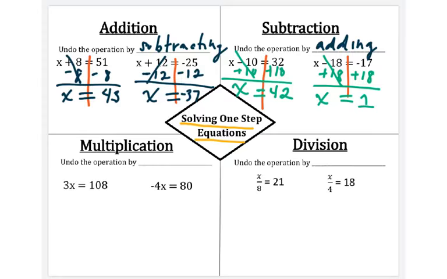We now move into multiplication. So when we multiply, again, we need to get the letter x by itself. When there is a number next to a letter, it implies that we are multiplying. So as always, we need to undo this operation by the opposite. So the opposite of multiplication is going to be division.